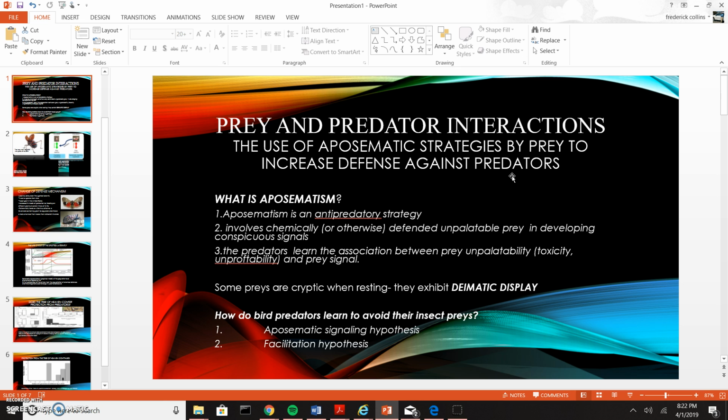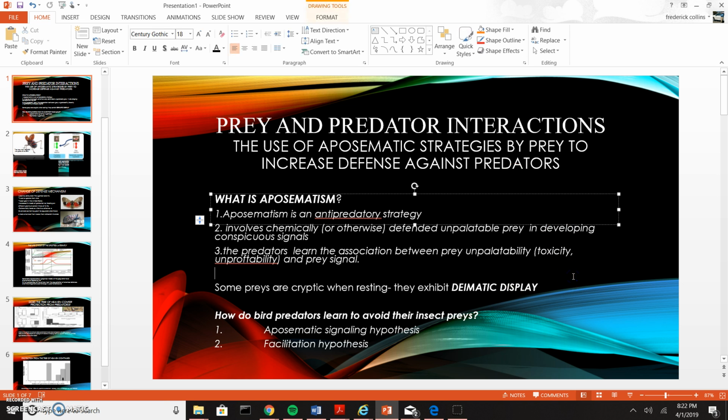Aposematism, by definition, is an anti-predatory strategy that involves chemically defended, unpalatable prey developing conspicuous signals to help predators learn the association between prey unpalatability and prey signals.